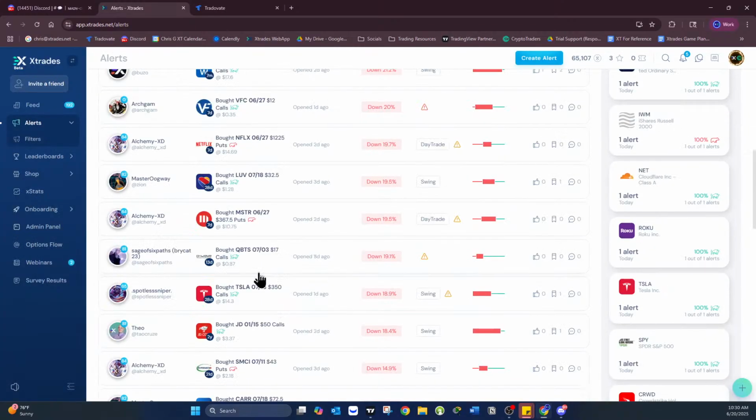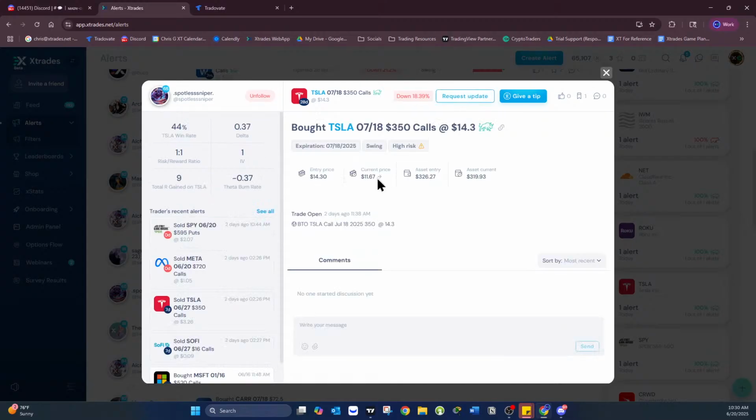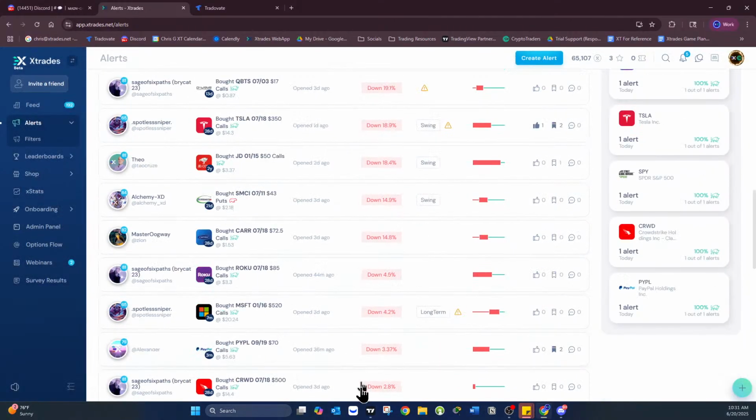What else? My guy, Spotless Sniper. Right? Entry price 1430. He's down 18% on Tesla 350 calls. Where is he willing to stop out at? I don't know. Remember, somebody mentioned Tesla was pumping this morning. Look at it now, right? It's right below 320, which was a huge spot of resistance before.